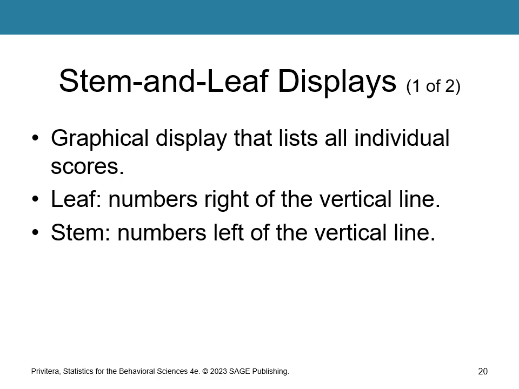The leaf is the number or numbers located to the right of the vertical line in a stem and leaf display. The stem is the number or numbers located to the left of the vertical line. In the display, the data are organized such that the common digits shared by all scores are listed to the left in the stem, with the remaining digits for each score listed to the right in the leaf.